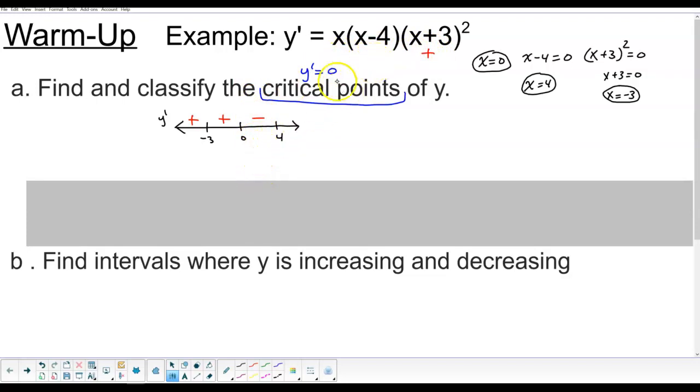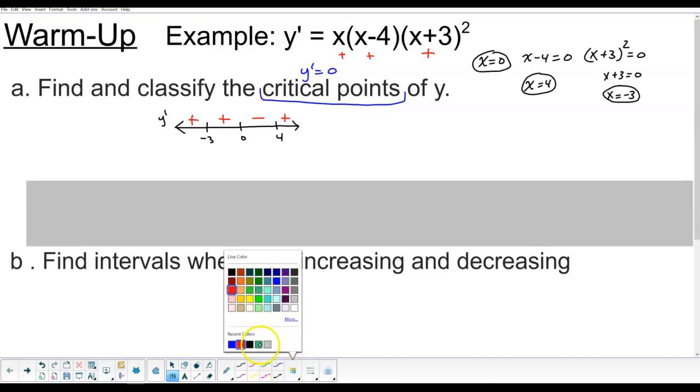And then let's check any number past 4. We could pick 5, 6, 7. We could pick infinity. Let's pick 5 for simplicity's sake. So plug in 5. I end up with a positive output. 5 minus 4 is a positive output. So a positive times a positive times a positive is a positive. So there's my sign chart.